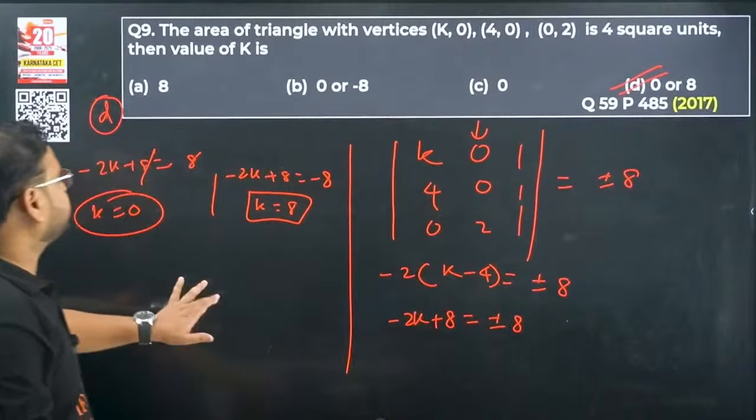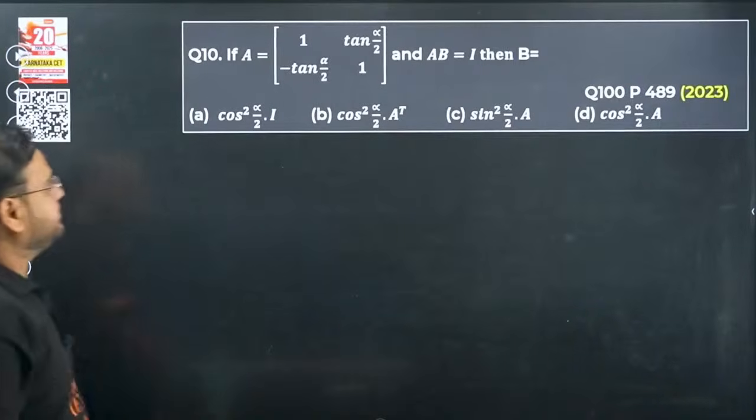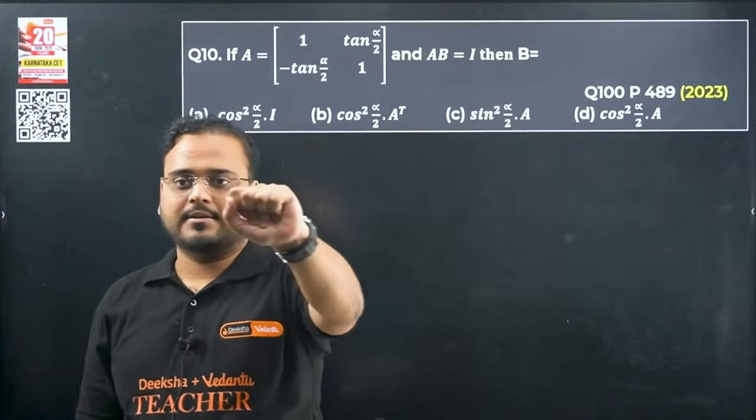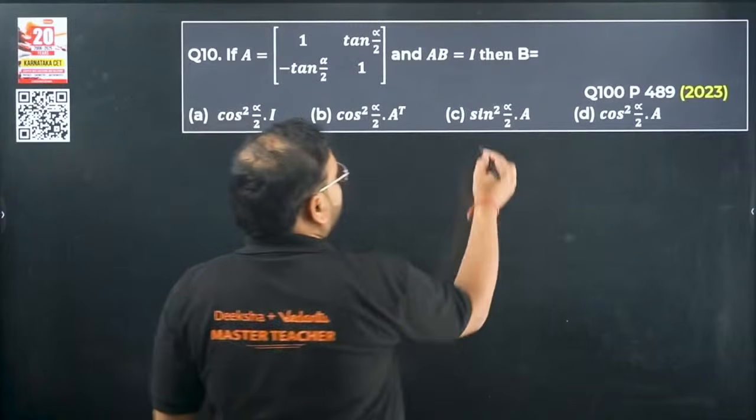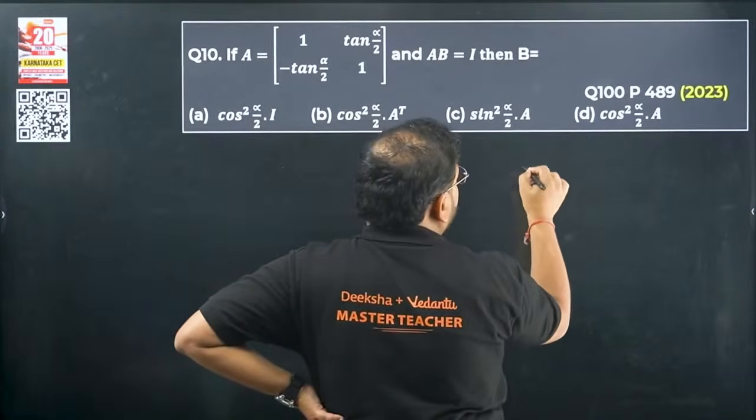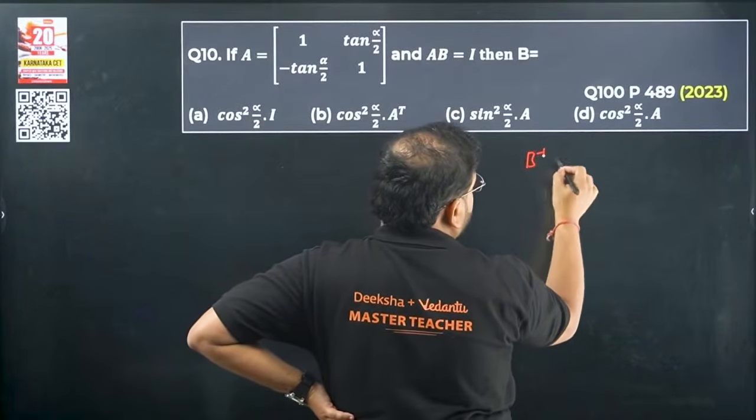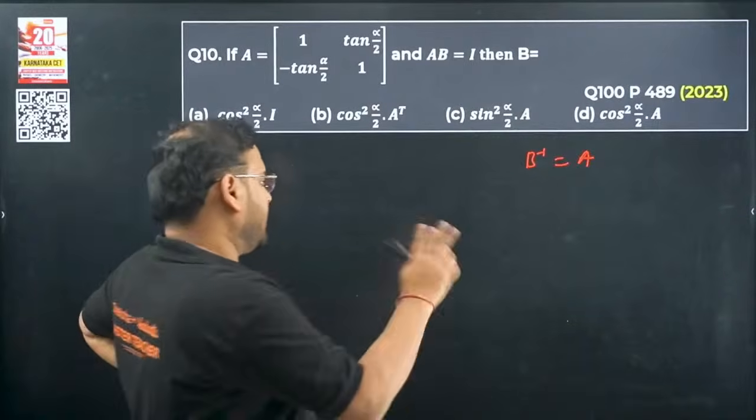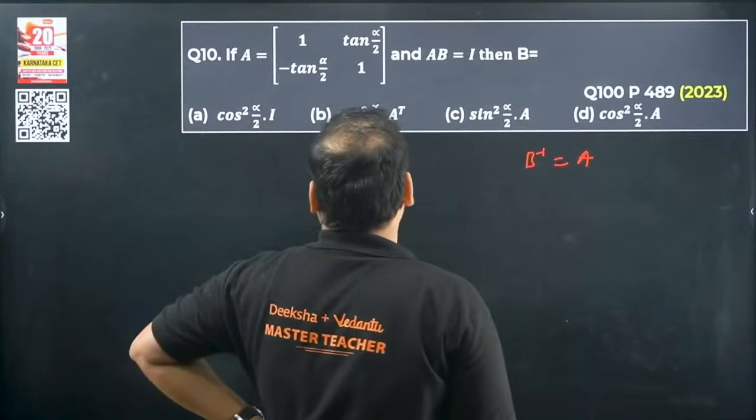Question number 10 now. Question number 10. AB is I. Product of two matrices is I. What happens when, sir, B is the inverse of A? When B is either the inverse or the transpose. When B is the inverse of A or the transpose of A. Okay. So B is the inverse of A. Okay. Let's find B inverse then.